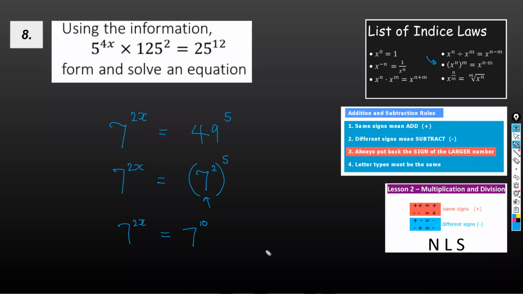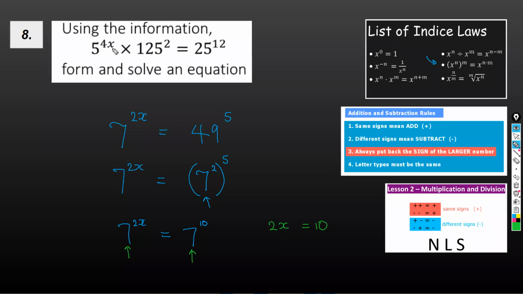Is it okay? What do you all think? Yes. Now we can say 2x is equal to 10. Because you have exactly one 7 here, exactly one 7. Both bases are the same. So it's okay for them to disappear and leave the powers alone.